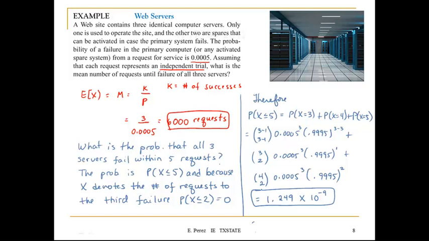Okay, which makes sense. Because you have 3 servers, you know that the expectation is telling you that 6,000 requests are going to be needed on average for all of them to fail, and you're trying to test 5 requests. You know that probability is going to be very small based on the expectation. Okay, so that probability is close to 0. Let's look at a different example.